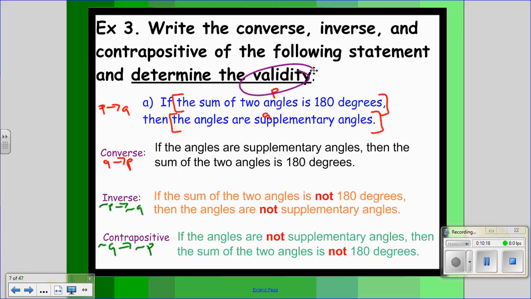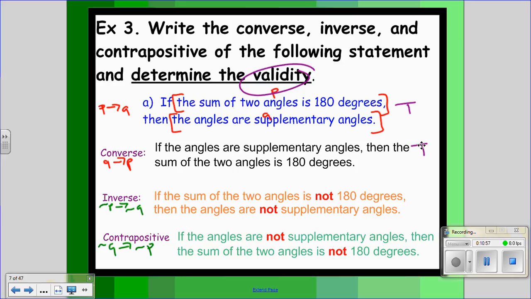So let's go back to the original. If the sum of two angles is 180 degrees, then the angles are supplementary angles. We talked about this in the first unit, and that is definitely true because supplementary means add up to 180. Now let's look at the converse. If the angles are supplementary, then the sum of the two angles is 180 degrees. That is still a true statement. Even though I changed the order, if you listen clearly, it still has the same meaning. I did not alter the meaning.